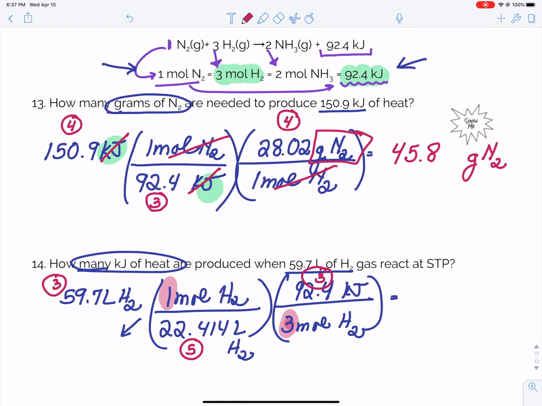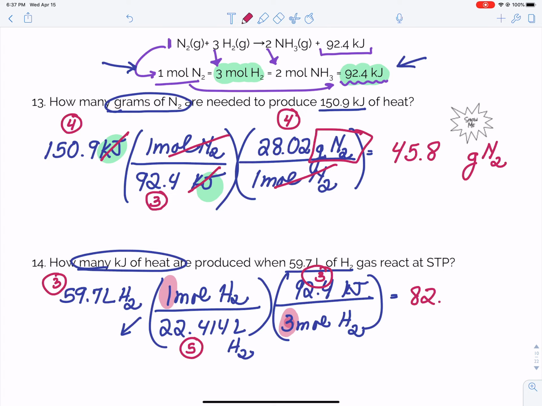Looking at significant figures again, this number has 3, so my answer is going to have 3, and that comes out to be 82.0 kilojoules. Liters of hydrogen cancel, and moles of hydrogen cancel.